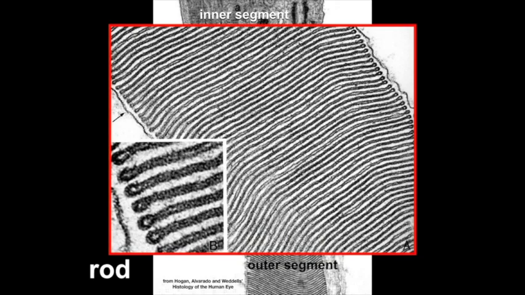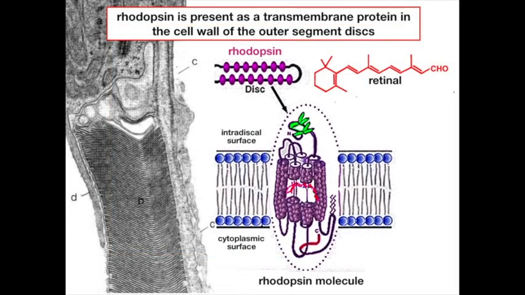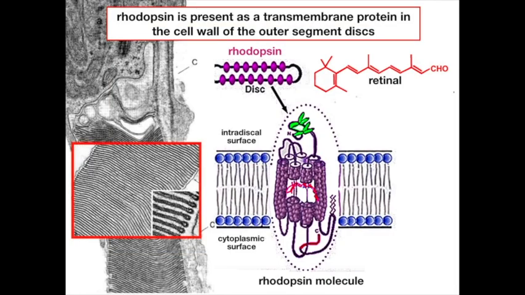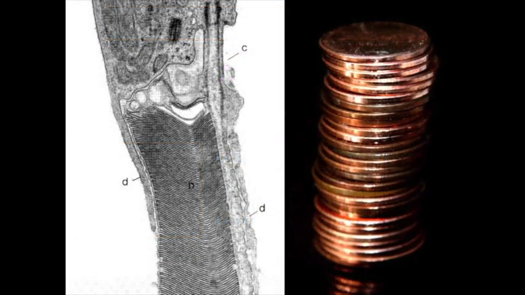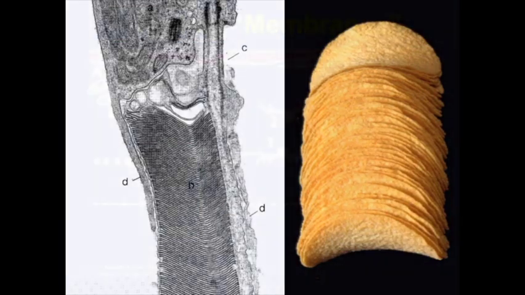The outer segments contain a stack of discs composed of cell membranes. The visual pigment rhodopsin is present as a transmembrane protein in the cell wall of the discs. The arrangement of the discs in the outer segment has been likened to a stack of coins. A stack of Pringles potato chips is probably more appropriate due to their lipid content.